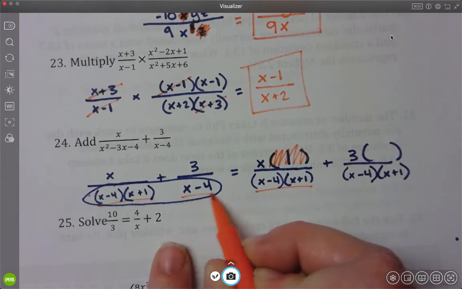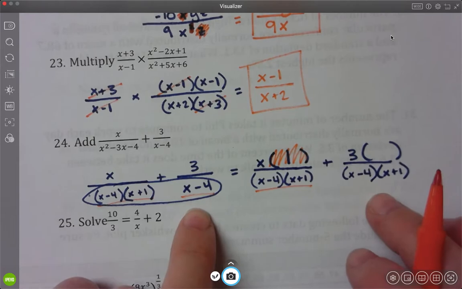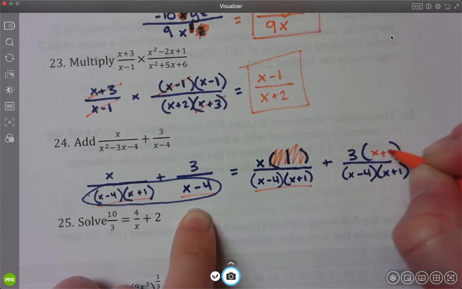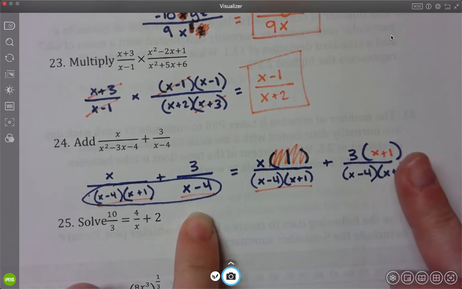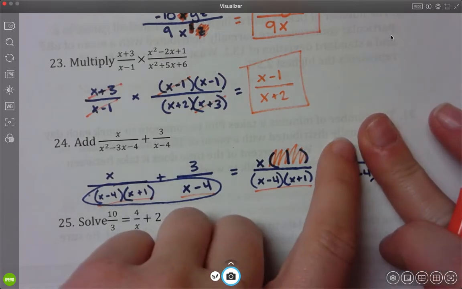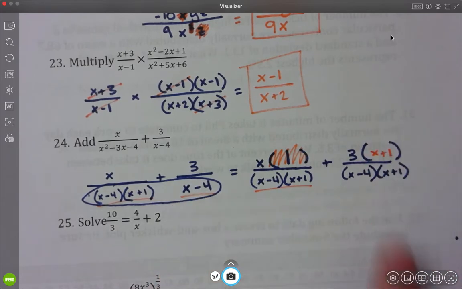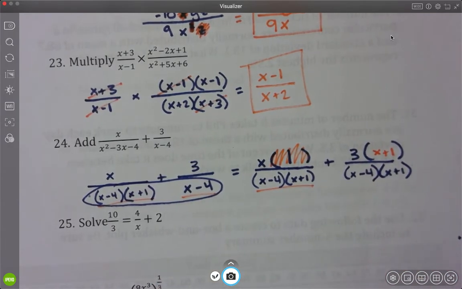And then I look at this 3. And x minus 4 is what his bottom is. So what does he need that he doesn't already have? He needs an x plus 1. Now, going back here and checking, x plus 1 over x plus 1, those would cancel out. And that should give me 3 over x minus 4, which is what I had to start with. So that's kind of a way of checking to make sure you're not doing anything illegal.